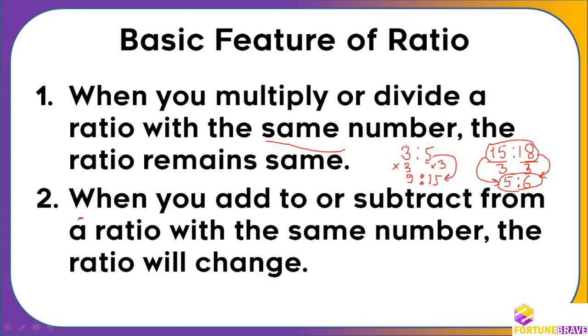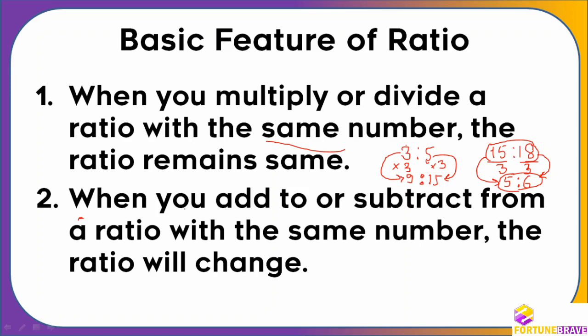Here also, 3 is to 5 is equal to 9 is to 15. These two are the same, right? So this is the first feature. If you multiply or divide a ratio with the same number for both of them, or three of them, four of them, it doesn't change. The ratio remains the same. The comparison remains the same. Whereas if you add to or subtract from a ratio with the same number, the ratio will change.